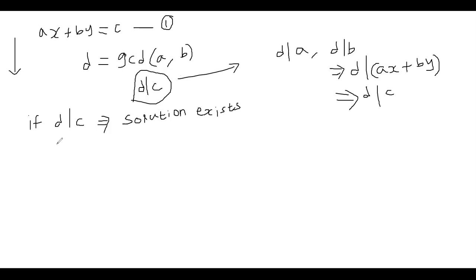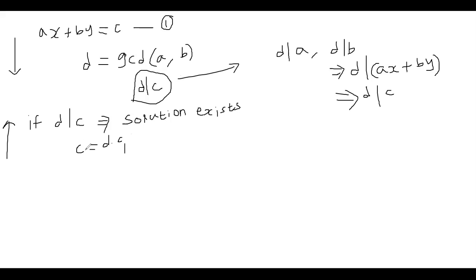Now let's do the reverse direction, meaning if d divides c, a solution exists. So let's assume d divides c. What does that mean? It means we can write c as d times some number, I don't know, c1. That's the meaning of d divides c.